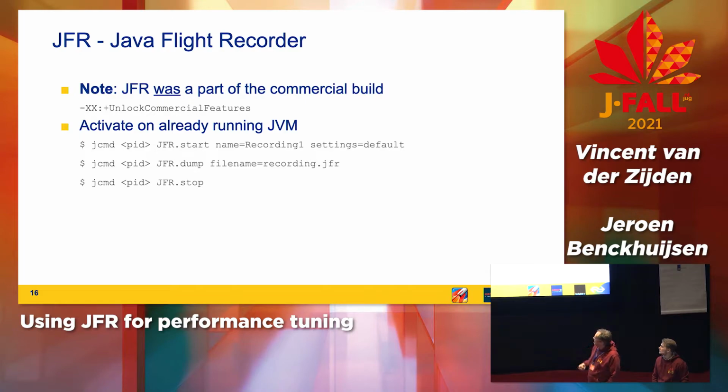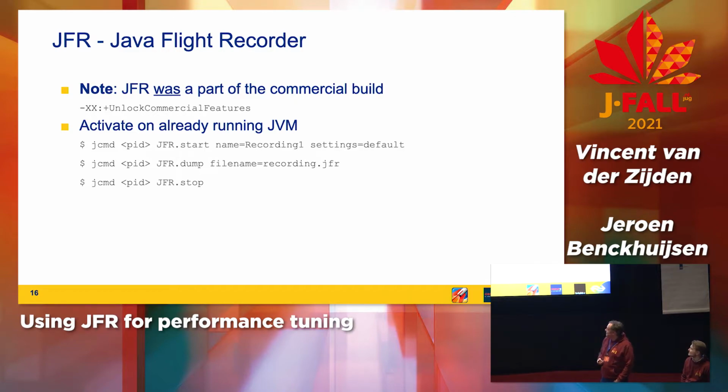Showing the commands on how to activate it on a running JVM, you can use the jcmd tool, give the PID of your running Java application, then the command JFR.start to start the recording of the JFR events. Give it a name, of course, to be able to identify it, and you can use the settings as default. There are two profiles. There's a default profile, which has about 1% impact on performance, and you can use a profile setting, which has about 2% impact on performance, but gives you more information, obviously.